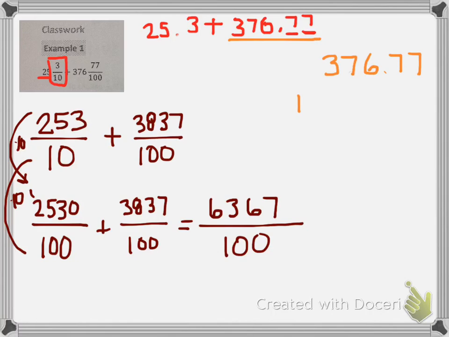376.77. And I'm going to add this first number, 25.3. By the way, it doesn't matter what order I add in, because addition is commutative. So 25.3 plus 376.77 is the same as 376.77 plus 25.3. Order doesn't matter because it's addition. Remember, yesterday we talked about division, and order did matter. Now it doesn't, it's just addition.